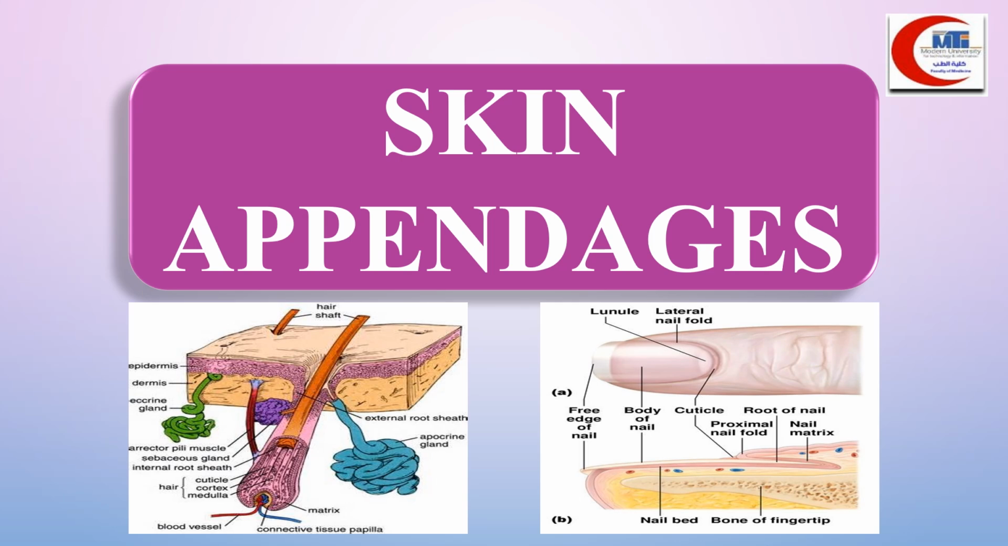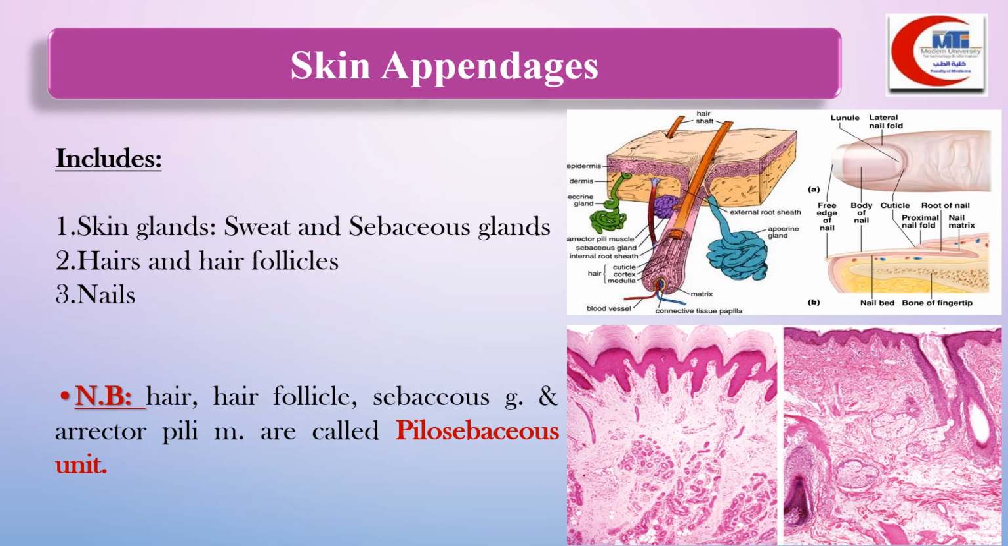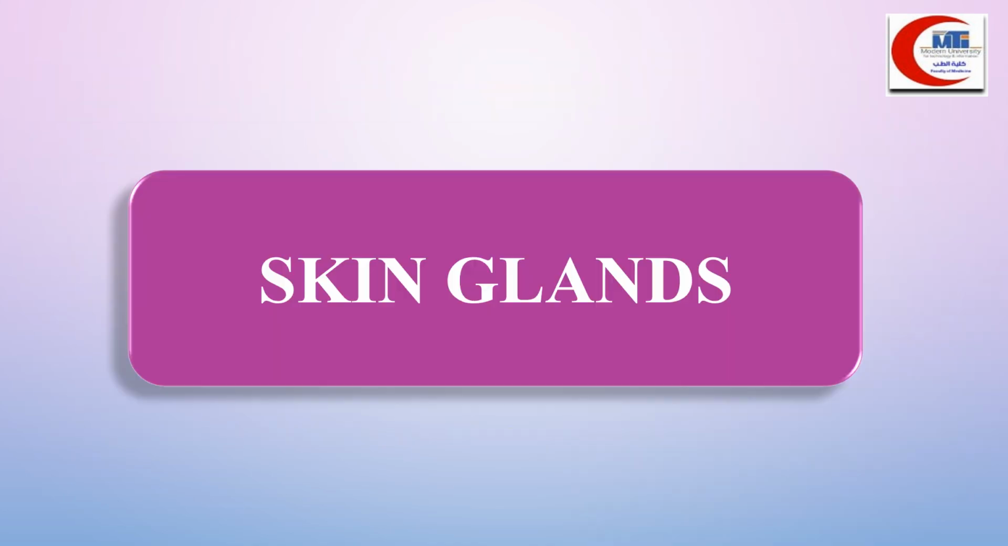Now we are going to discuss skin appendages. The skin appendages include skin glands, sebaceous and sweat glands, the hairs and hair follicles, and the nails. The hair and hair follicles, with its sebaceous gland and erector pili muscle, are called the pilosebaceous unit. Let's start with skin glands.